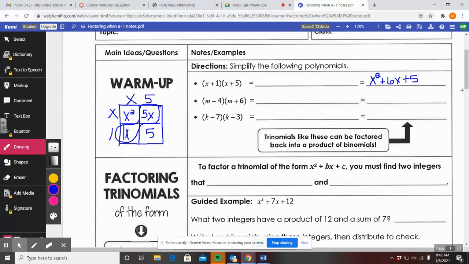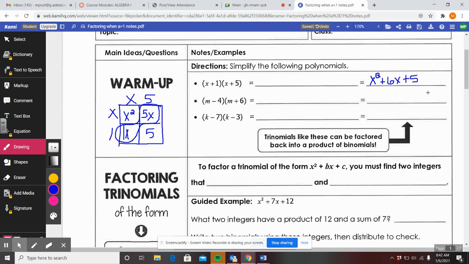And now what we're going to work on today is moving backwards. So we're going to go from the answer we just found to finding the 2 parentheses. Okay? And it's probably going to look more complicated than it is. We've got this. Okay? It's going to be pretty easy.